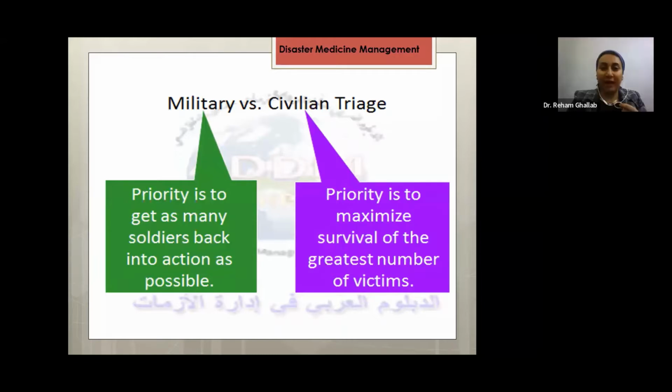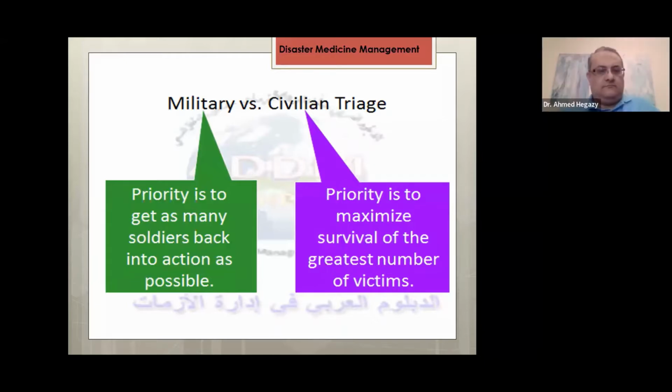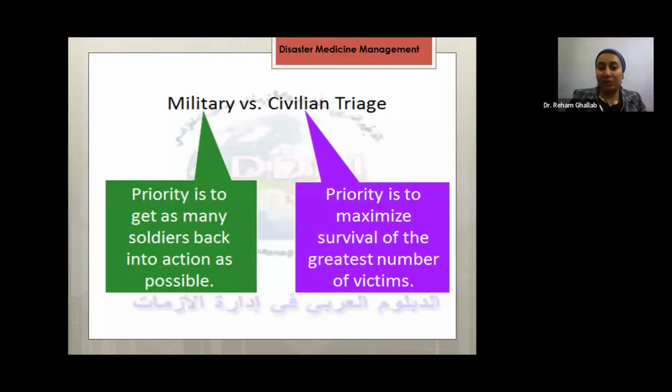Let's go back to military versus civilian triage. In the military, the priority is to get many soldiers back into action as soon as possible. But in civilian triage, the priority is to maximize survival for the greatest number of victims. If we have a large number of victims, we must minimize the loss and maximize the survivors from our disaster.